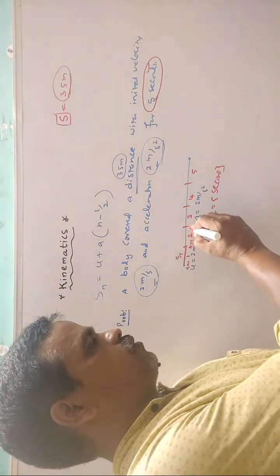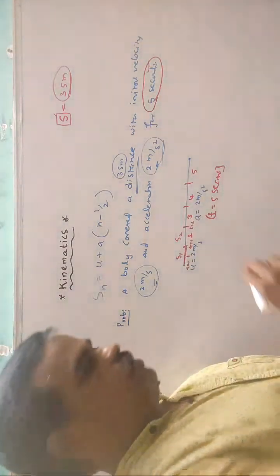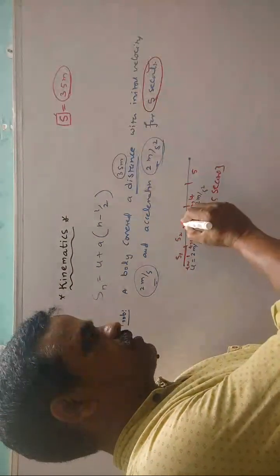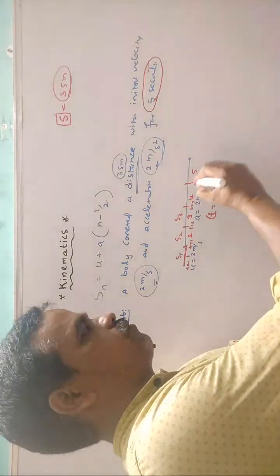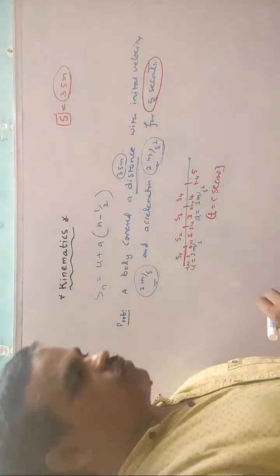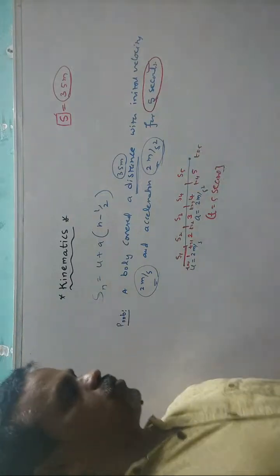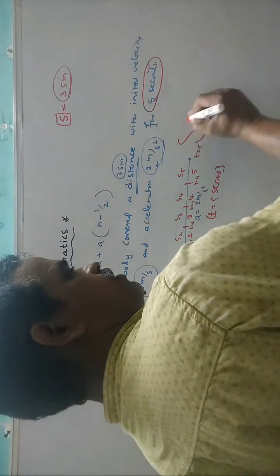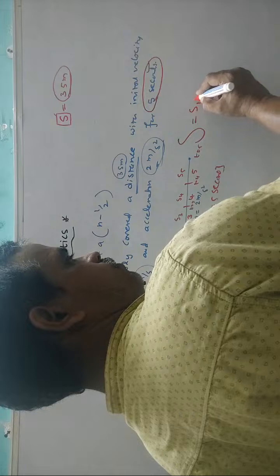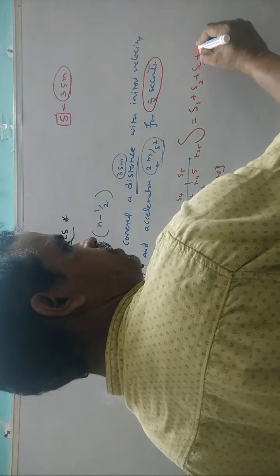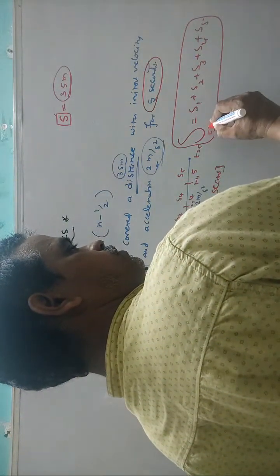Then t equal to 1 to t equal to 2, the body covered displacement s2. Then t equal to 2 to t equal to 3 seconds, displacement s3. Then t equal to 3 to t equal to 4, displacement s4. Then 4 to 5, total time completed, this is s5. So my question is, if s, the total displacement covered by that body, is equal to s1 plus s2 plus s3 plus s4 plus s5, this should be for t equal to 5.